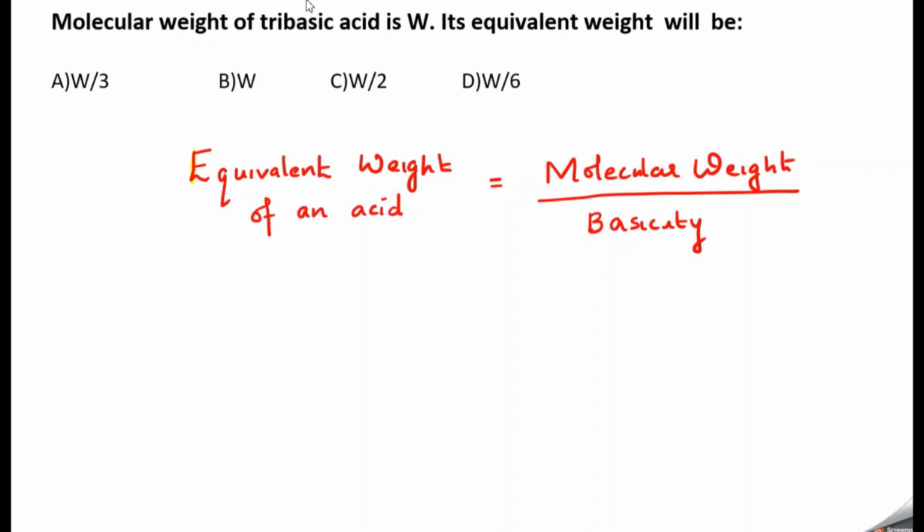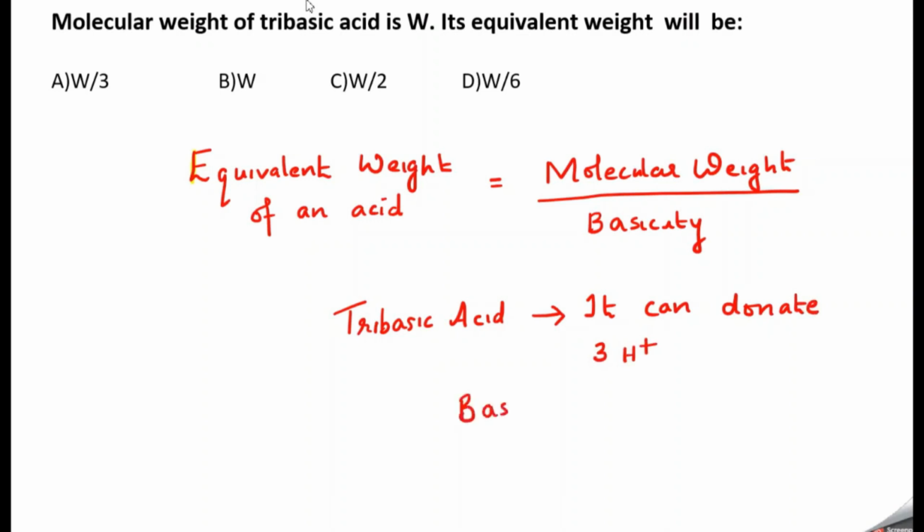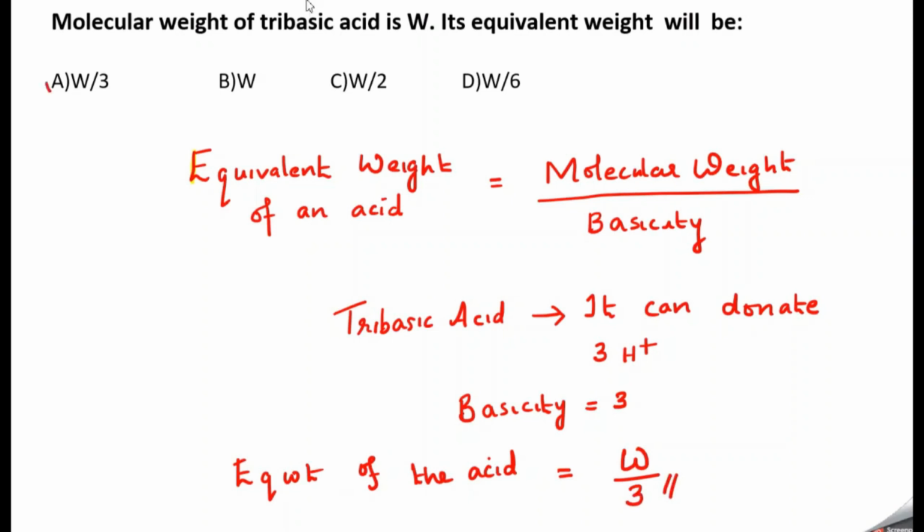A tribasic acid means it can donate 3H plus. So I will write here: tribasic acid means it can donate 3H plus, correct? So its basicity is equal to 3. So tell me what will be the equivalent weight of the acid on substitution. Equivalent weight of the acid is equal to the molecular weight, which they have given as W, divided by basicity, which we have calculated as 3. So my answer should be W by 3. Option A corresponds to that.